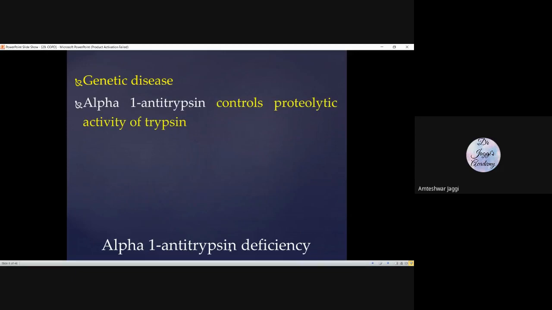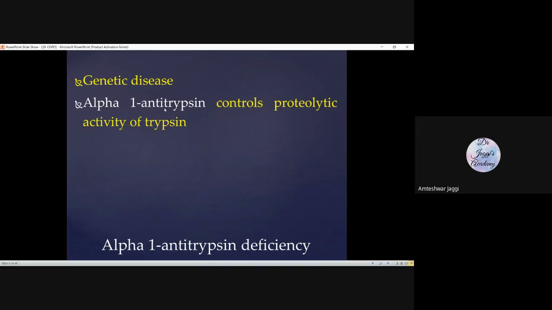So I will just take one slide for this one. Alpha antitrypsin. As I told, it is a genetic disease. And this is a protein. If you see the name, antitrypsin, that means it acts against trypsin. So this protein controls the proteolytic activity of trypsin. Trypsin is an enzyme that dissolves protein, a proteolytic enzyme. So this activity is controlled by this one.